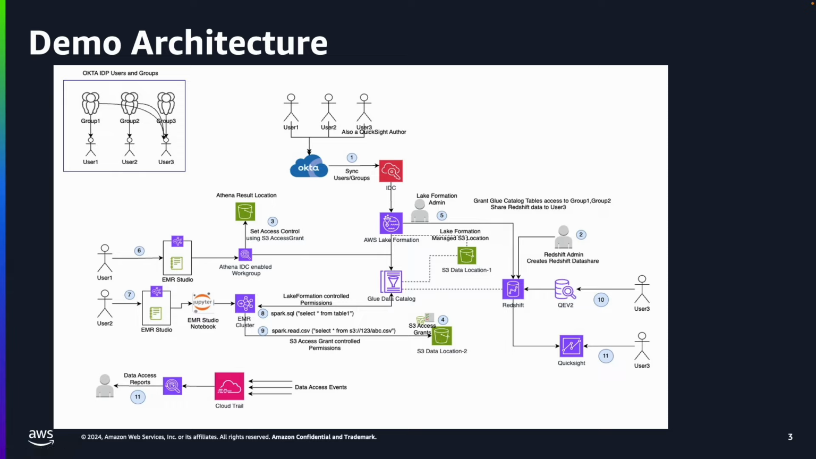This gives you flexibility to access data managed by any of the access control mechanisms from the same notebook. And all the data access requests by the specific users are logged to AWS CloudTrail, and we will see some of the CloudTrail log events in the demo to verify the same. Let's look into the demo now.